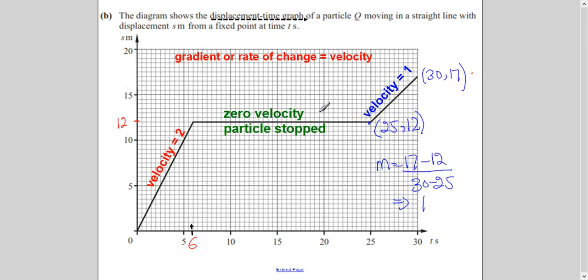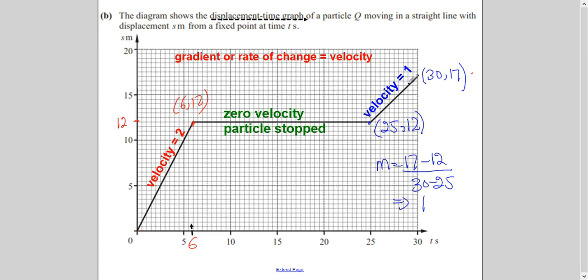Now, what is that? If you see here, we know the gradient formula, so this point is 0, 0, and this point is 6, 12. So you can apply the gradient formula and you will get gradient 2. It means the constant rate of velocity is 2, right? Constant velocity or steady velocity is 2. Here the line is horizontal. It means the velocity is 0 and the particle is stopped, right?